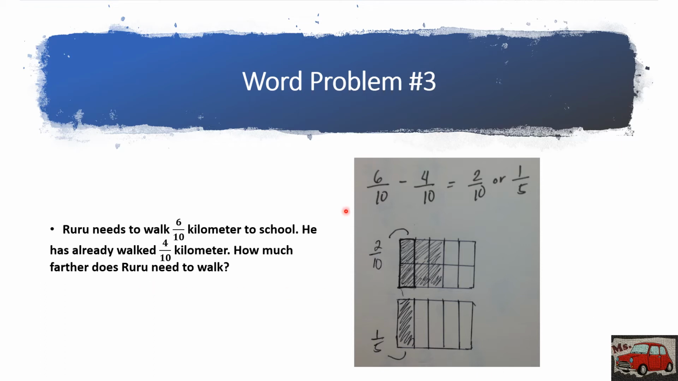Okay? So, 6/10 minus 4/10. Since parehas naman silang denominator, same sila ng parts, so i-minus mo na lang yung shaded parts. 6 minus 4, that is 2. So, the answer is 2/10. Or to simplify is 1/5. Okay? So, kung gagamit tayo ng drawing, it will be like this.